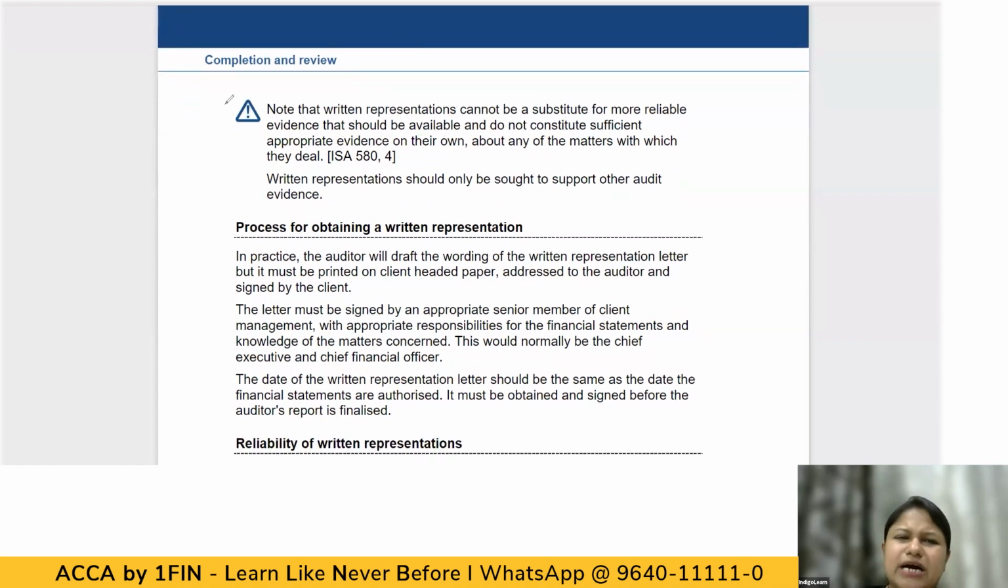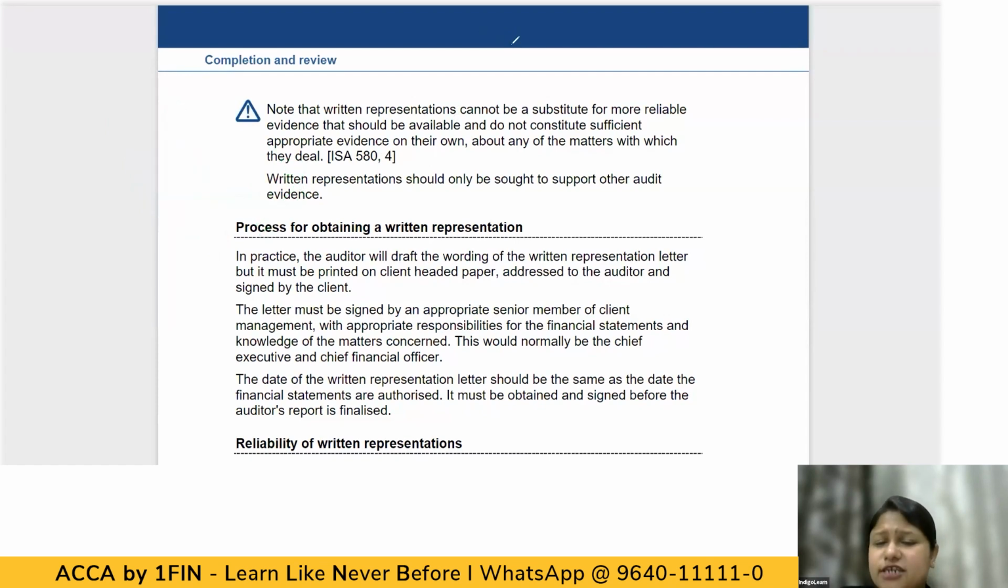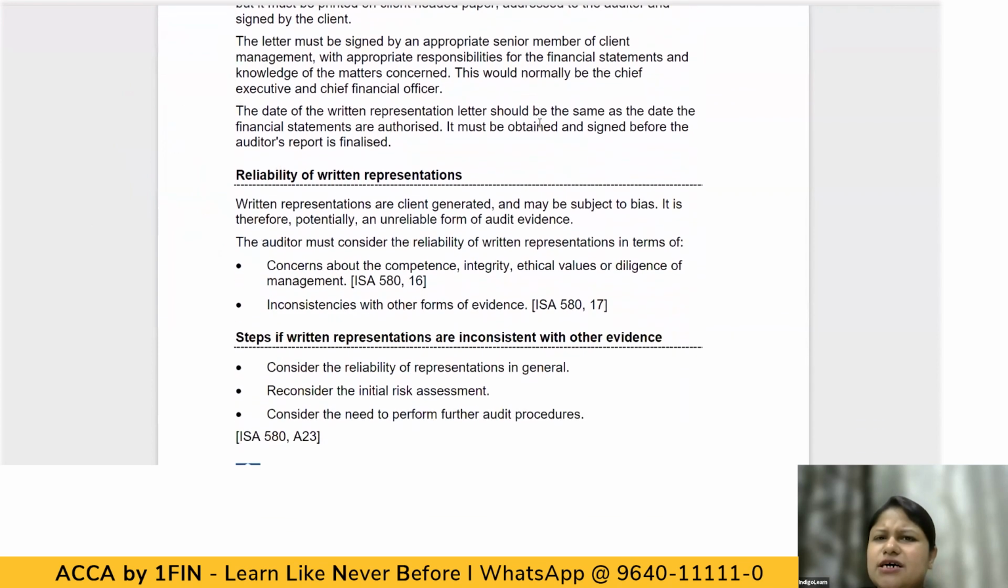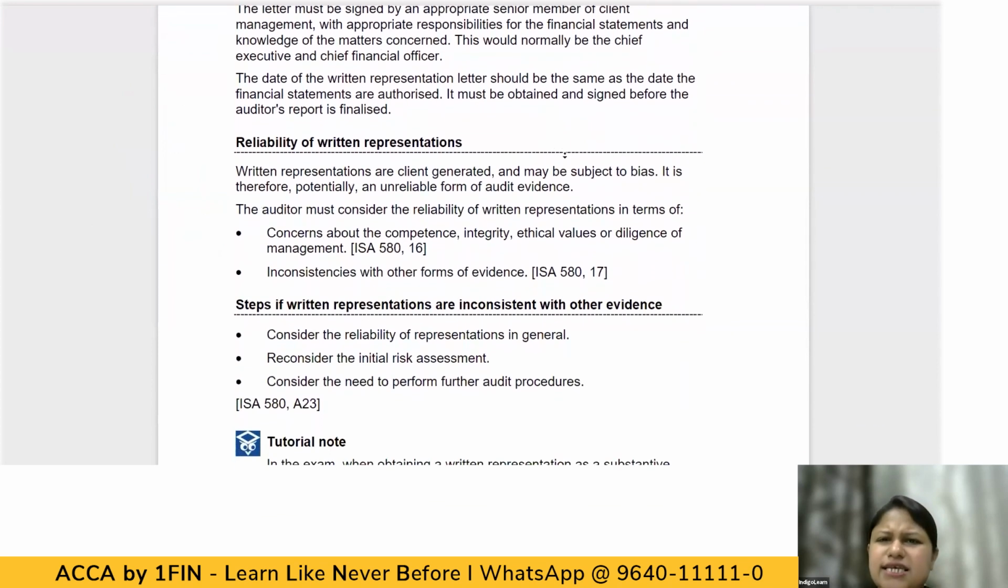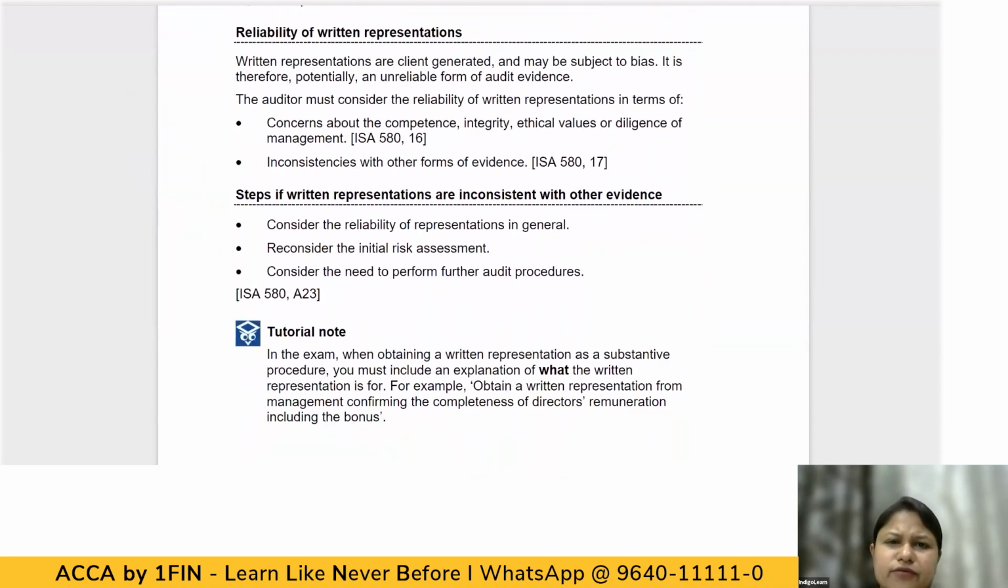Now, how to obtain written representation? Very simple. Written representation is prepared by the auditor only. The content will be written by the auditor, but it will be written on the letterhead of the client. So on the client's heading, the auditor will frame it, but the sign will be given by whom? The client. So it is as good as the client has given the agreement to it. The content will be written by the auditor, because obviously the client sometimes will not be aware of how the content is to be written. So drafting will be done by the auditor, on the letterhead of the client, because it is management representation, and the client has to sign. Client means the appropriate personnel like CEOs, CFOs, senior level people who are in charge of that work; they will be signing on it.